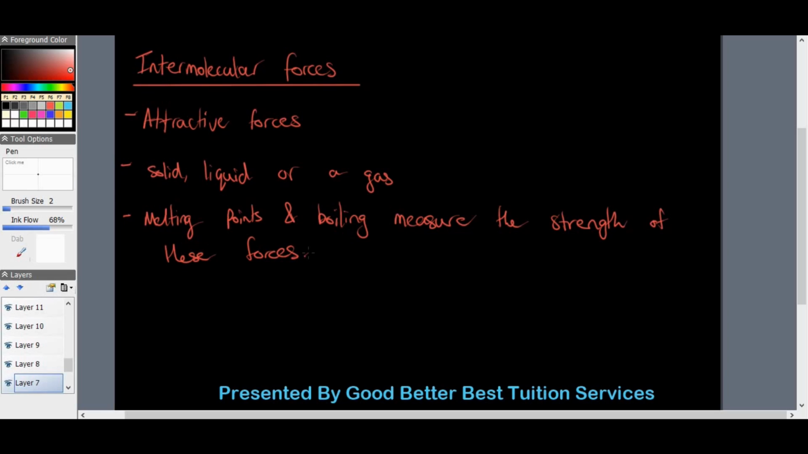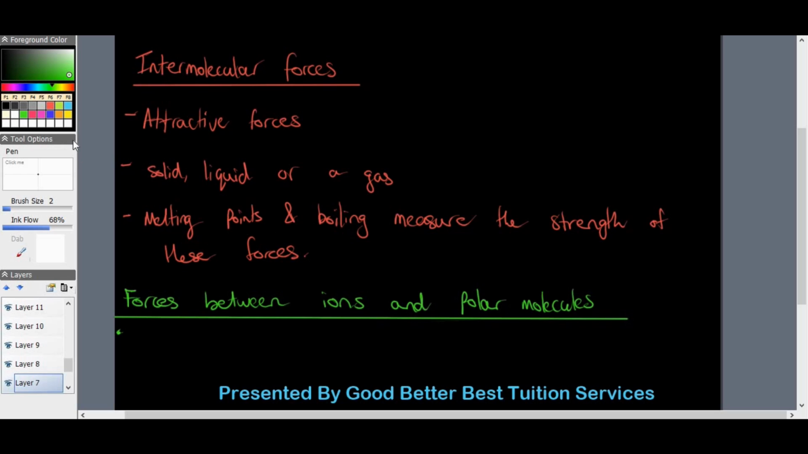Forces between ions and polar molecules is the next thing I'd like to touch on. I'm just going to write my heading here quickly. So when positive or negative ions come into contact with polar molecules, the negative side of the dipole will be attracted to the positive ions, and the positive side will be attracted to the negative ions. So if we draw it quickly, we have positive or negative ions coming into contact with a polar molecule. So let's draw a polar molecule quickly.